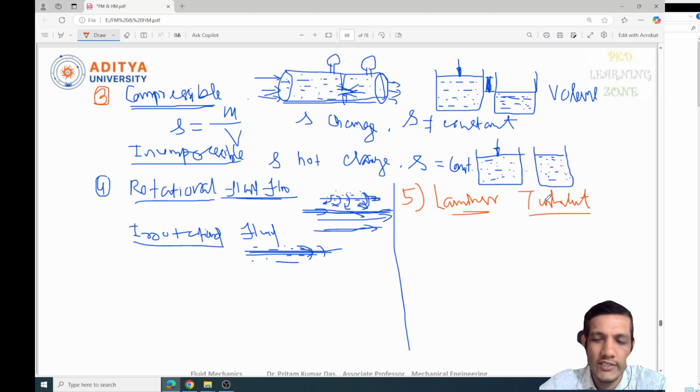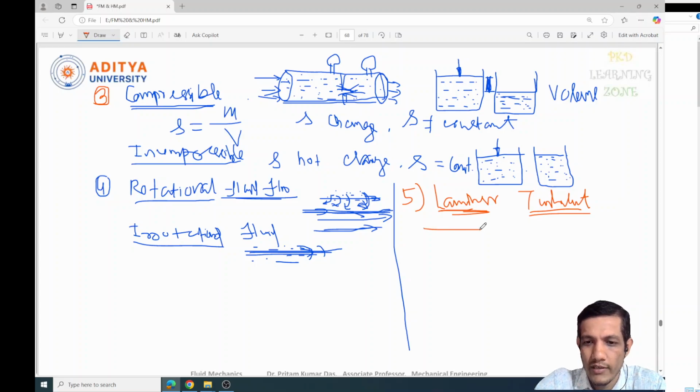Laminar, turbulent. One more is the actual transition, but we are not discussing that one right now. I'll tell you which is transition also. So how to define laminar and turbulent? While writing the definition of laminar, you can say: when the fluid particles move along a defined path or a streamline.